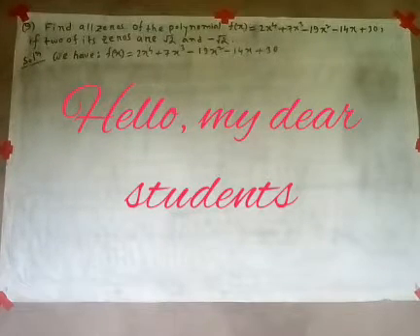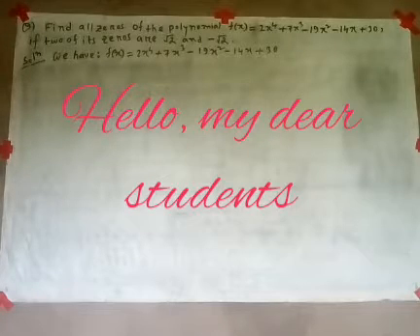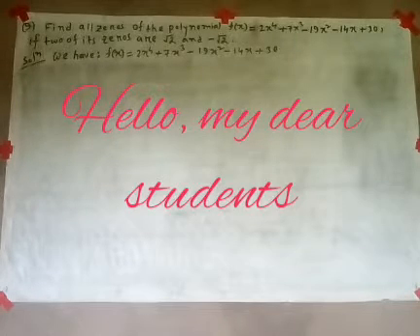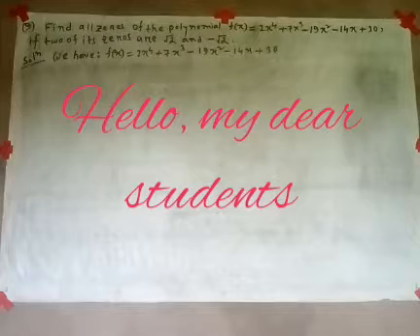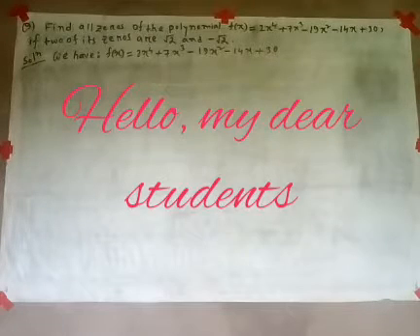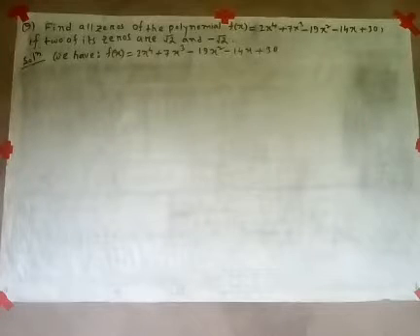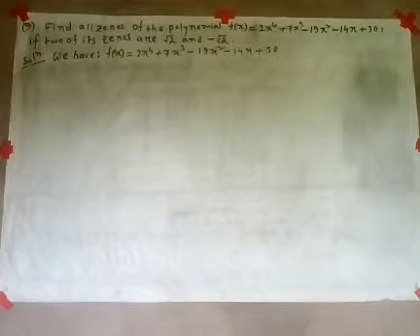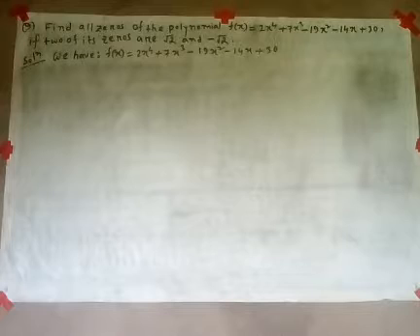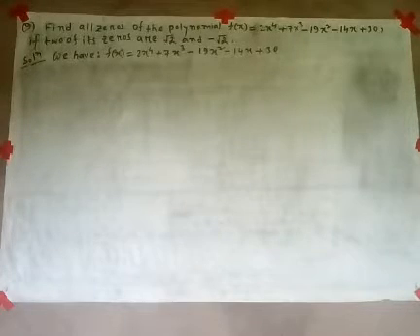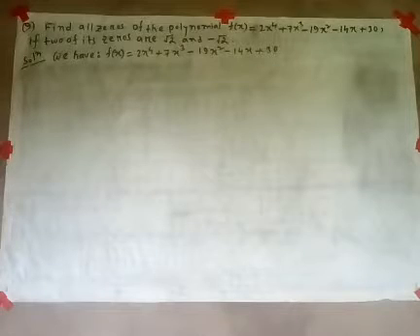Today we are going to discuss one question: find all zeros of the polynomial f(x) = 2x to the power 4 plus 7x cube minus 19x square minus 14x plus 30, if two of its zeros are root 2 and minus root 2. It means we have to find all the zeros, like we have completed the last questions with alpha, beta, gamma.